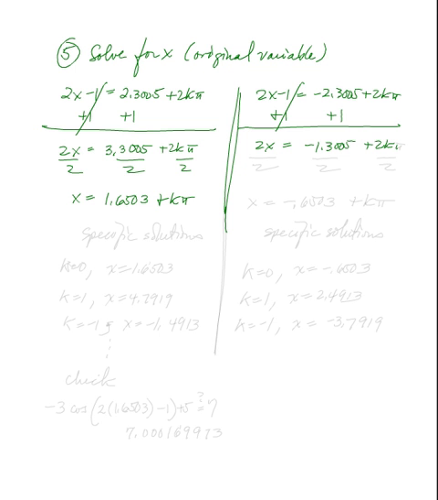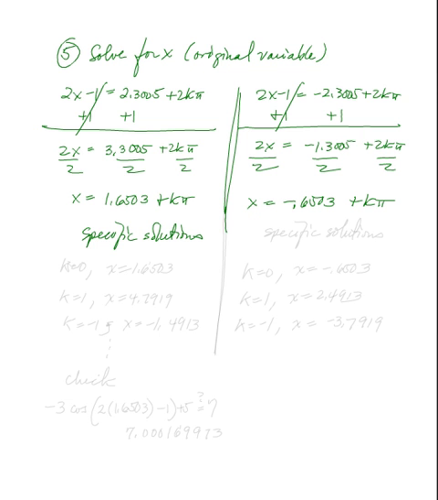Okay, and then divide by 2. Every term gets divided, so x equals negative 0.6503 plus k pi. Alright, so those essentially are your generators. Okay, and we're done solving. Again, I just want to show you that if you want to find specific solutions, you just basically put in different values, integer values of k.